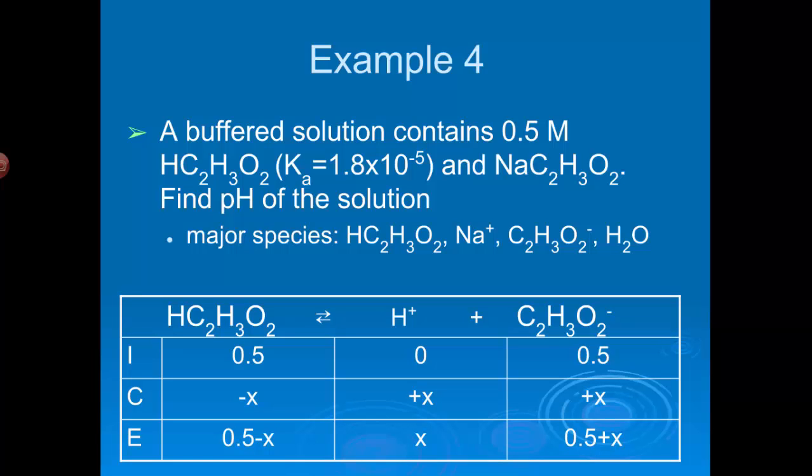Here's our ICE table. We know that HC2H3O2, the acetic acid, dissociates into H plus and the acetate ion, and if we're looking for pH, we want the concentration of H plus. Our initial concentration of the acid was 0.5 molar, and the initial concentration of the base is also 0.5 molar. It's a mixture of these two. No H plus to start with. But some of the acid is going to dissociate a little bit, so that's going to go down by minus X, and a little bit of H plus will be produced, plus X, and a little bit of the acetate will be produced, plus X. This is a common ion problem, that's all. So at equilibrium it is 0.5 minus X, X, and 0.5 plus X.